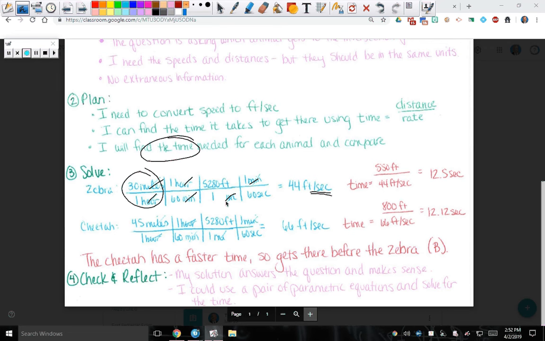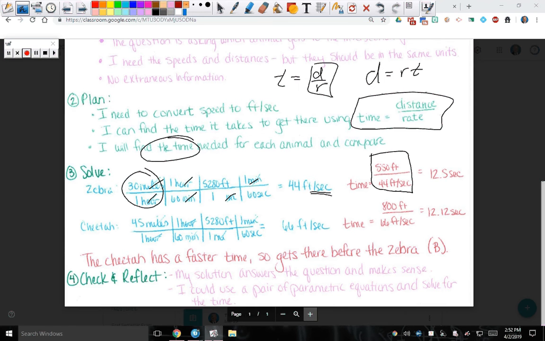And then it shows that the time that it took, because time is equal to distance divided by r, okay? Basically get t by itself, divide both sides by r. You get the distance is 500 divided by the rate will give you 12.5 seconds. The time for the cheetah to get there will be 12.12 seconds. So the cheetah has a faster time, so it gets there before the zebra does. And then you would know that the answer would be B.